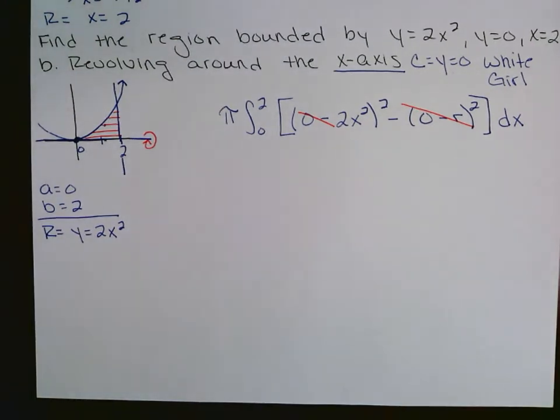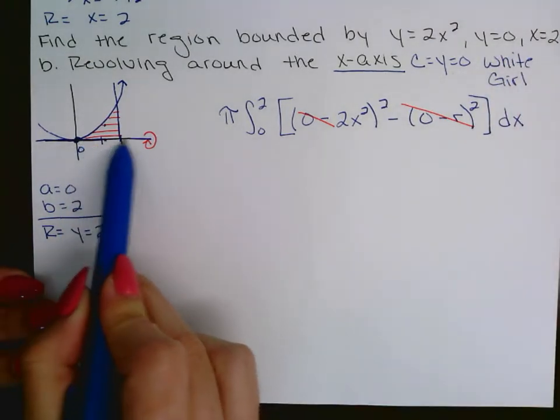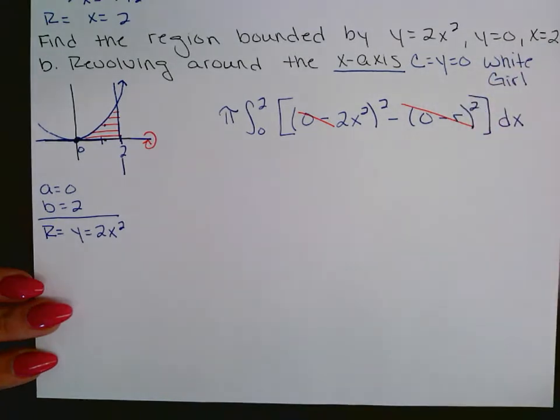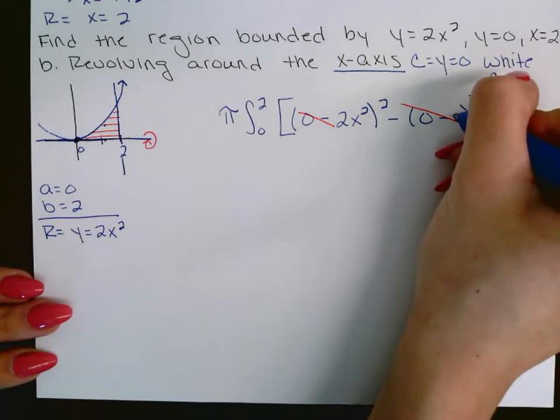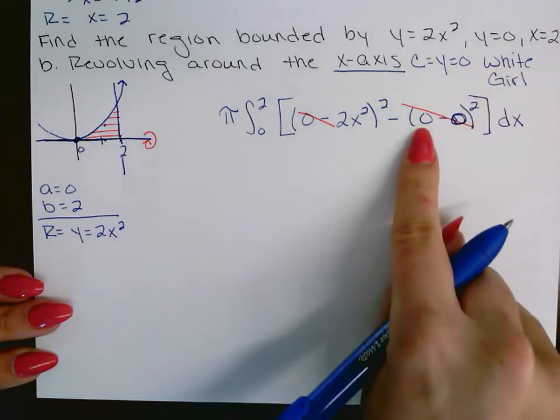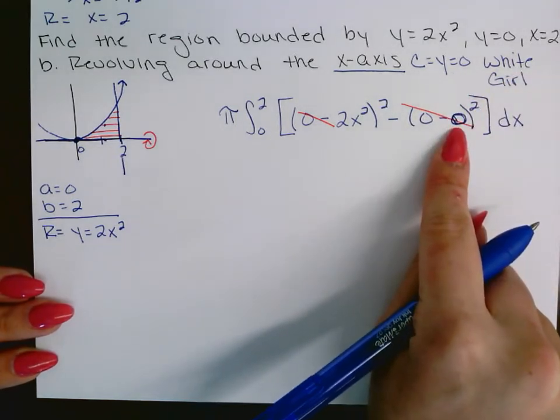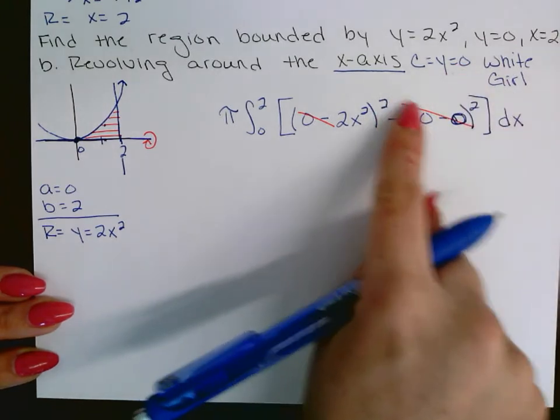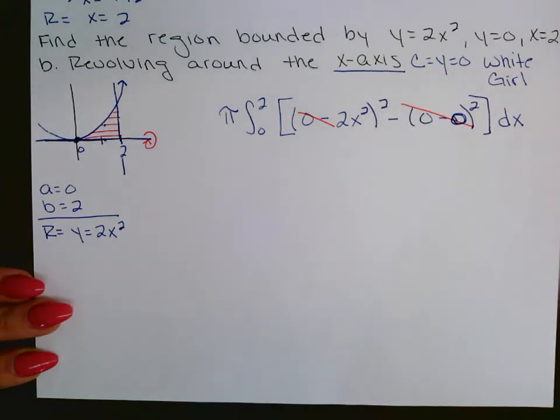So I was just asked the question if we can count y equals 0 as one of our functions. The truth is you can, okay? But anytime one of your functions is the same as your line of rotation, you would have put that second function here, and those two numbers cancel out anyways. So whenever one of your functions is the same as your line of rotation, this second part cancels out.